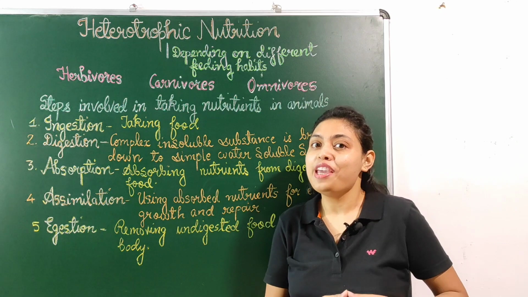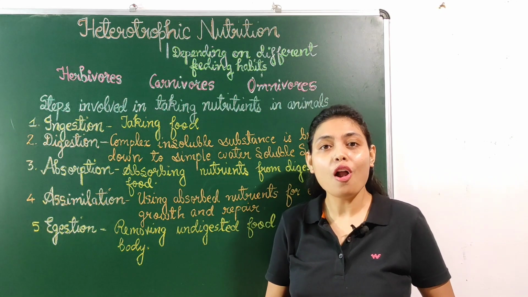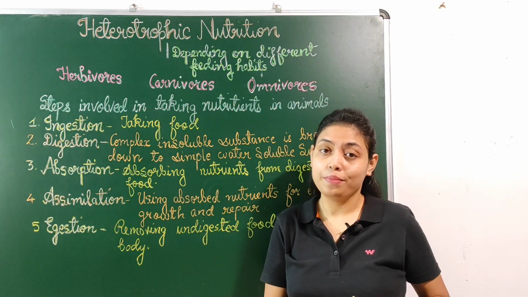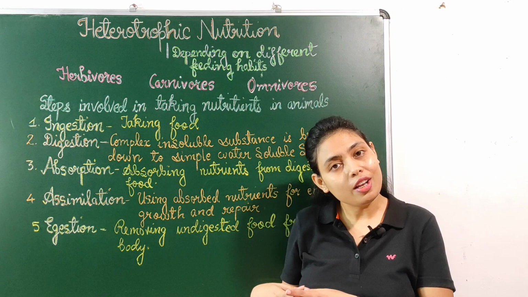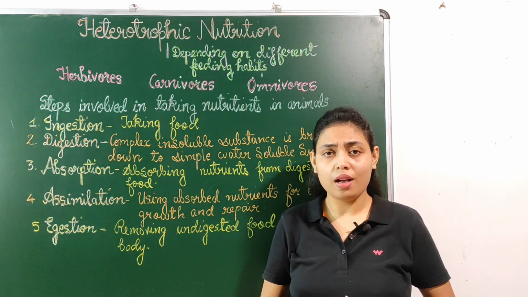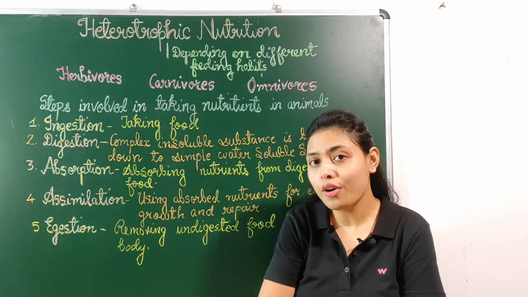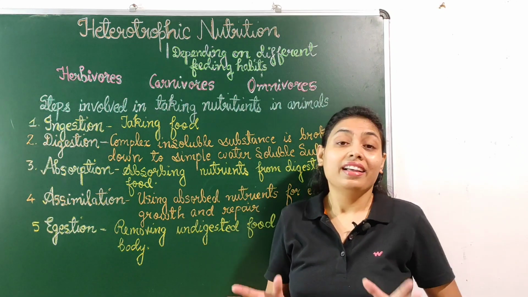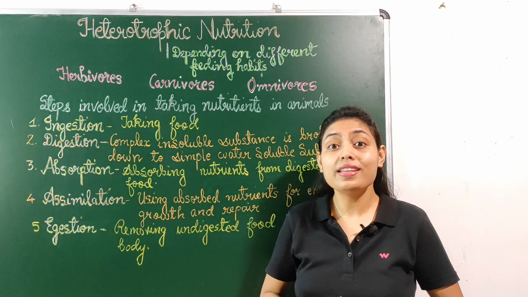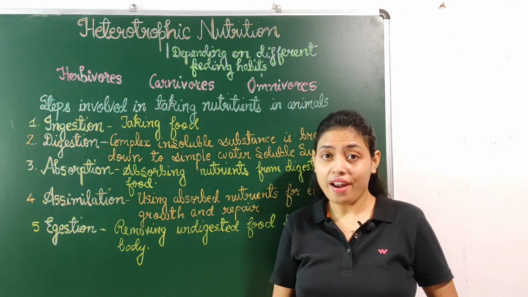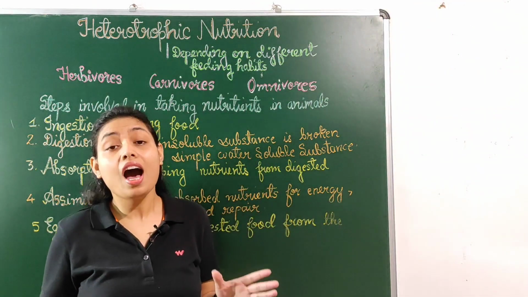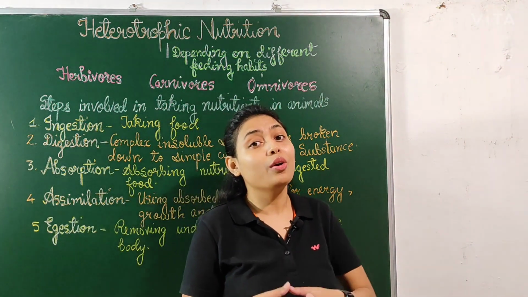There are 5 main steps or processes involved in taking nutrition. It is common in all living organisms, whether they are unicellular or multicellular. Now the question comes, who are called unicellular organisms? Simple. Organisms that are made up of a single cell are known as unicellular organisms, whereas organisms that are made up of more than one cell are known as multicellular organisms.